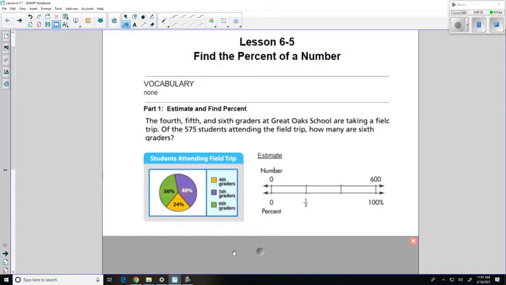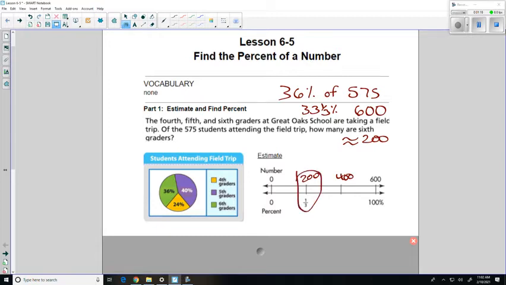In our last lesson, we would have said, let's see, what are some compatible numbers? And I like maybe 600. We want to find 36%, which is close to 33 and a third percent, or 1/3. That's really what I'm looking at. So that would be about 200 as my estimate. Here is a double line, and they did a third there. So that's 200, and that's 400. Of course, we have 600, and there's my estimate.